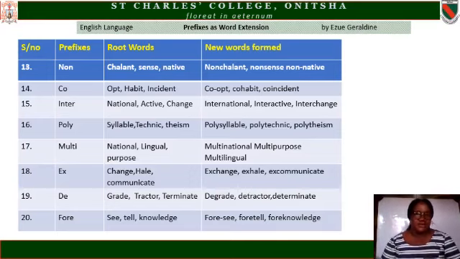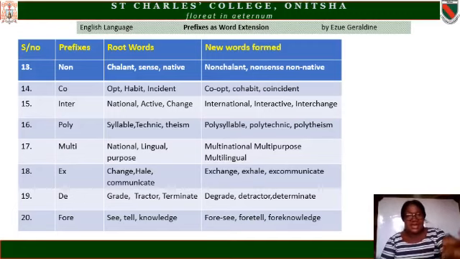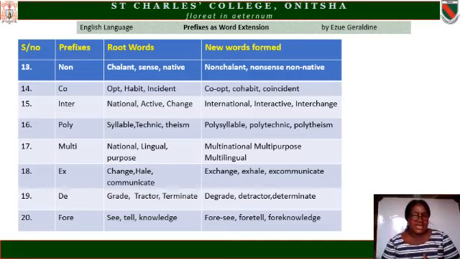Then we have de. When added to grade, tractor, terminate, we have degrade, detractor, determinate. And if we look at these words, grade, tractor, terminate, they can stand as nouns or verbs. And if we add the prefix to the root word, we have degrade, detractor, determinate.